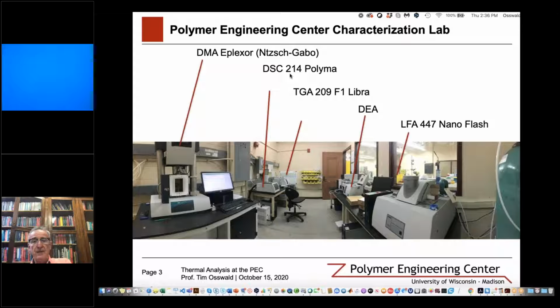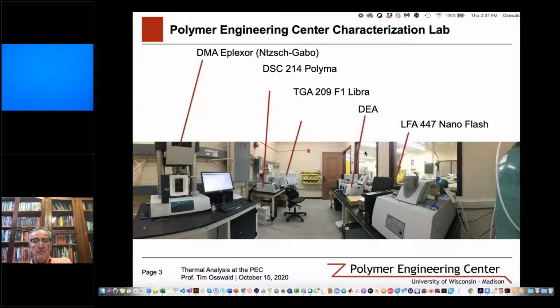We also have a DSC 214 Polyma. We have a TGA, thermogravimetric analysis. We have a dielectric analyzer, and we have an LFA, a Nanoflash, to determine thermal diffusivity and other thermal properties. And I won't talk about either the DEA or the LFA, and that may be for a different talk. We do use all of them a lot, particularly DEA. We do use it also to characterize curing reactions and chemistry in materials, which is a whole different area of quite a bit of interest.